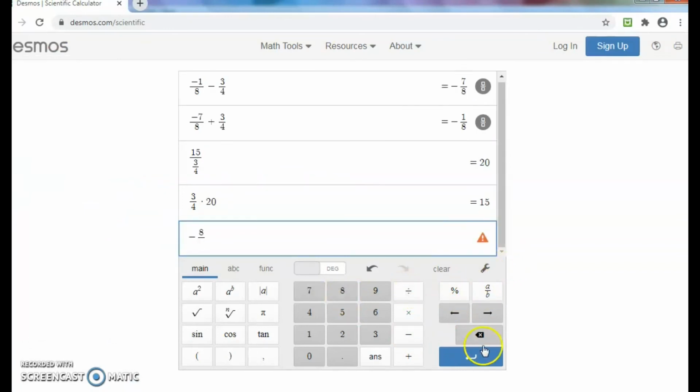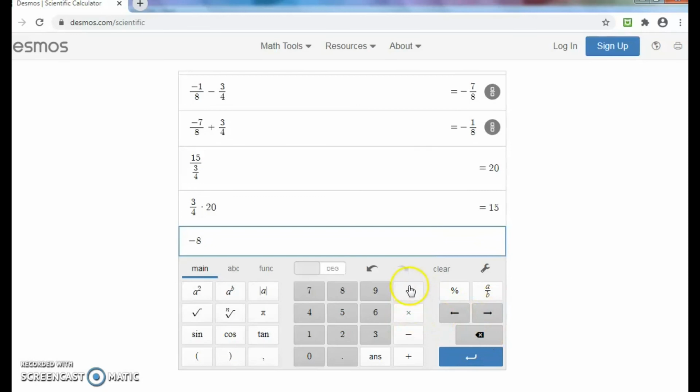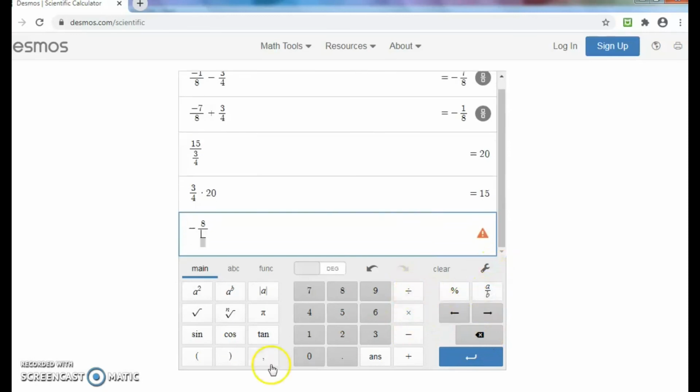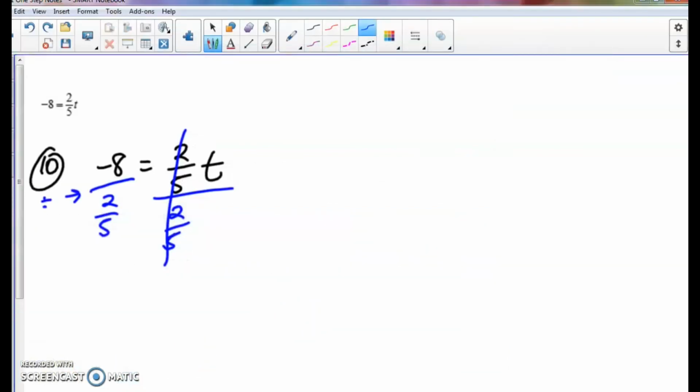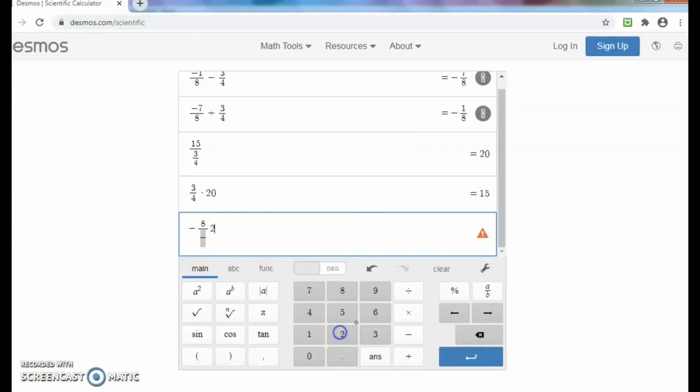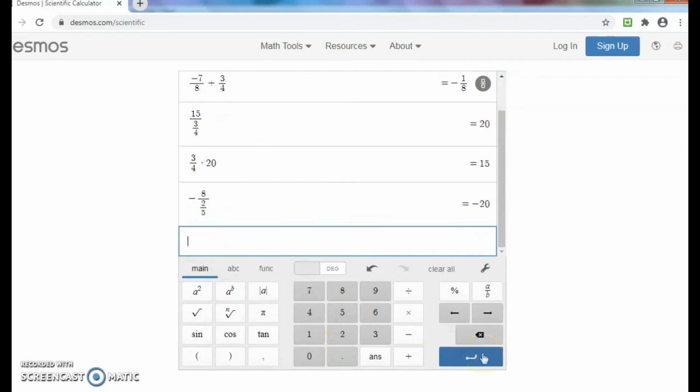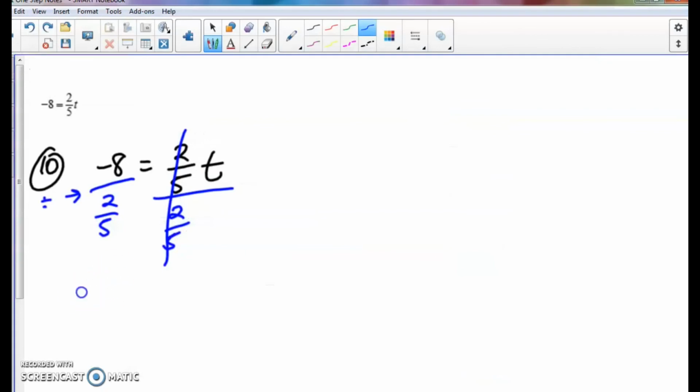Wrong button. I apologize. Let's hit the back button. There we go. Divided by, now the fraction button. And my fraction was 2/5. Forgot to click my button there. 2/5. Enter. And we're good. It gives us negative 20 as well. So, negative 20 equals t. And we're all set. And that finishes up with our examples for one-step equations.